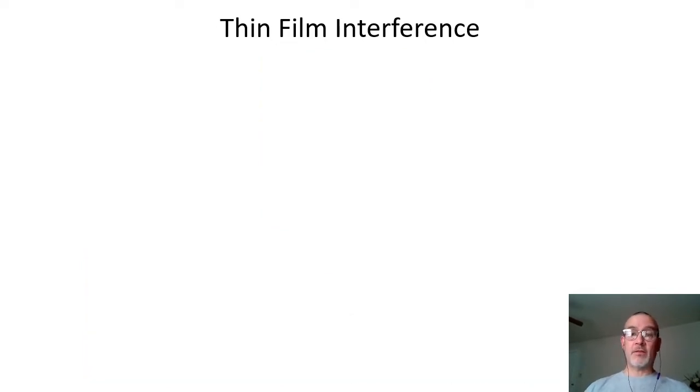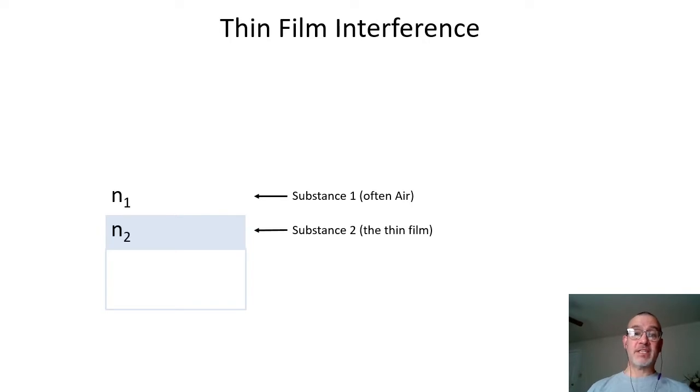With thin film interference, what we have is a first substance, substance one, which will often be the air. Next, we will have a second substance, which is the thin film that we're interested in. And then we're going to have a third substance on which that thin film sits. So in the case of the soap bubble, substance one would be the air, substance two would be the thickness of the soap bubble itself, and three would be the air inside the soap bubble.